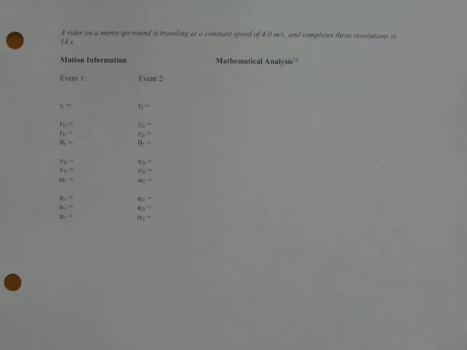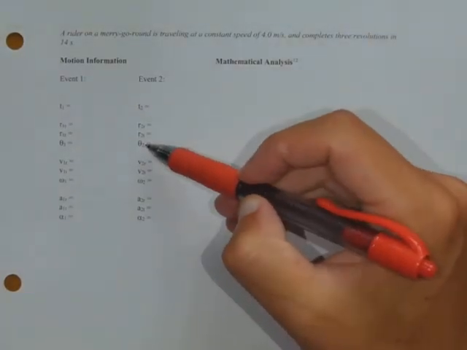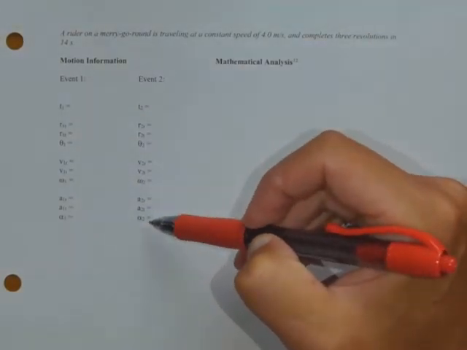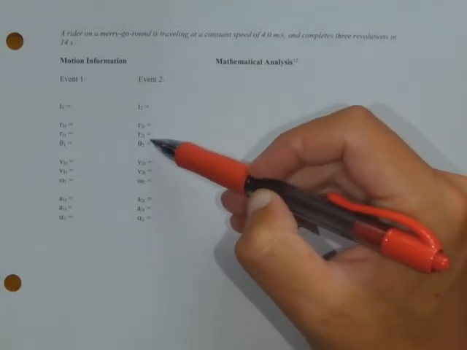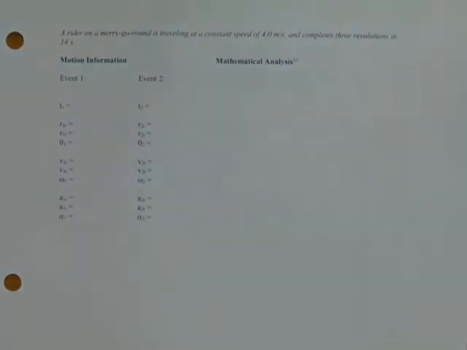A rider on a merry-go-round is traveling at a constant speed of 4 meters per second and completes 3 revolutions in 14 seconds. In our table, we have time, angular position, angular velocity, and angular acceleration. We also have radial and tangential components for position, velocity, and acceleration.